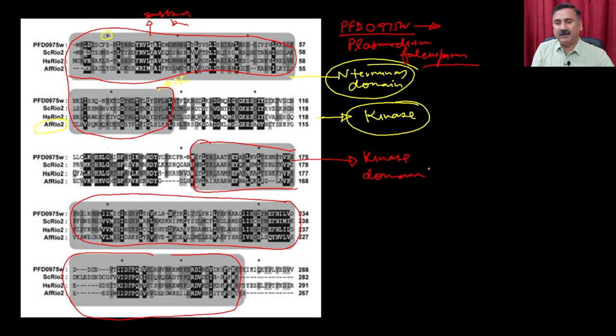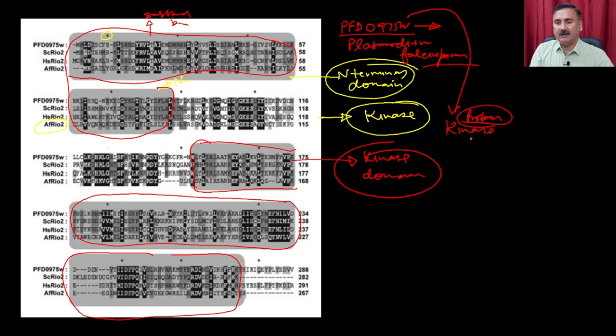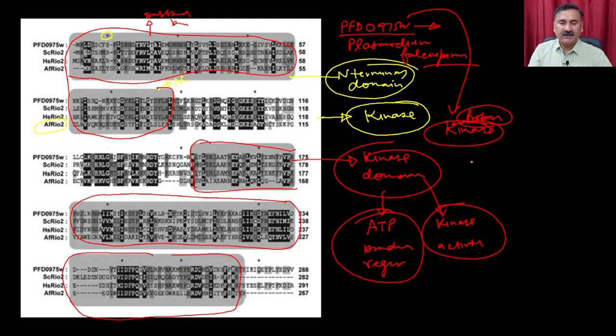Based on this, we have said that PFD0957W is a protein kinase, and it is going to have substrates. Because the homology is less in this particular region, it is difficult to identify the substrate simply by looking at this. But at least we know that it has an ATP binding cassette, so it has an ATP binding region, and it has all the crucial amino acids which are responsible for the kinase activity. Taking this into account, we can say that it is a protein kinase, and further characterization is required, because simply by bioinformatics you cannot do it. You have to do a lot of biochemical experiments.